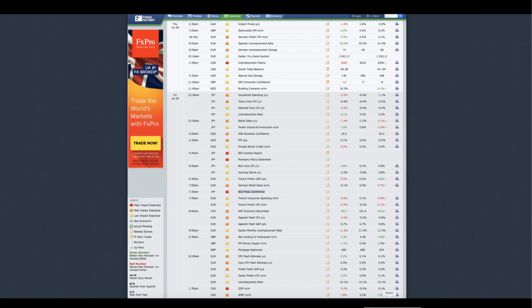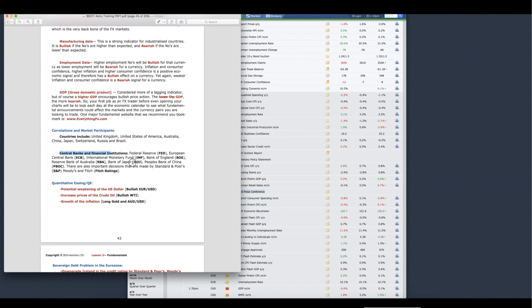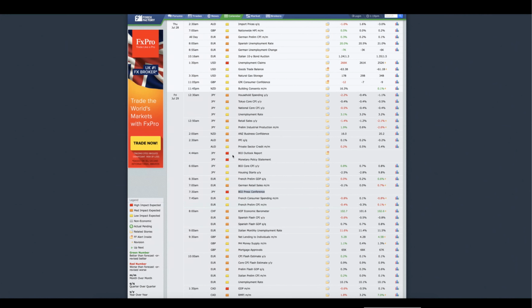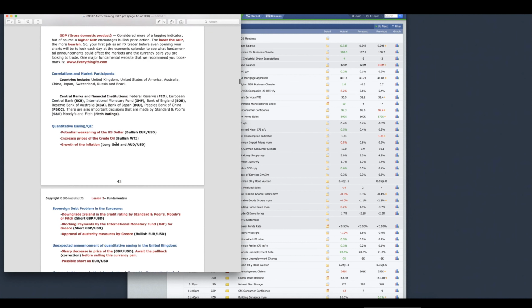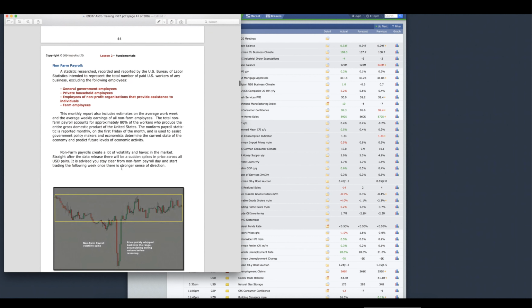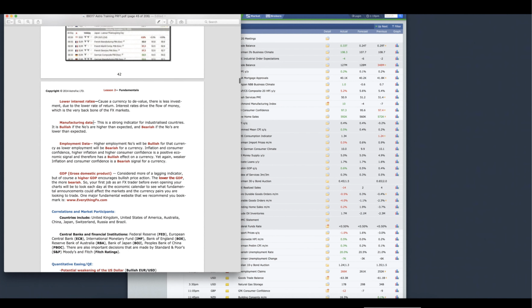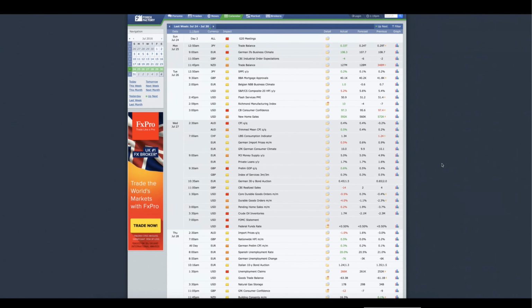So if we're struggling with this, we can just refer back to the book to see which institutions and which central bank players are in fact going to be doing a talk, speech, and generally it's going to be high impact data. So how do we get around this? So as you can see, I've already gone through and labeled. So we've got non-farm payroll in there, which is a major one. And we also have interest rate decisions, manufacturing data, employment data, GDP. These are the main ones we're going to be looking for.